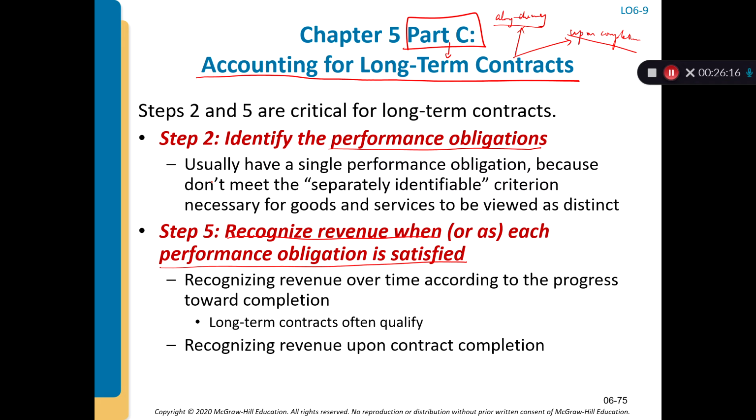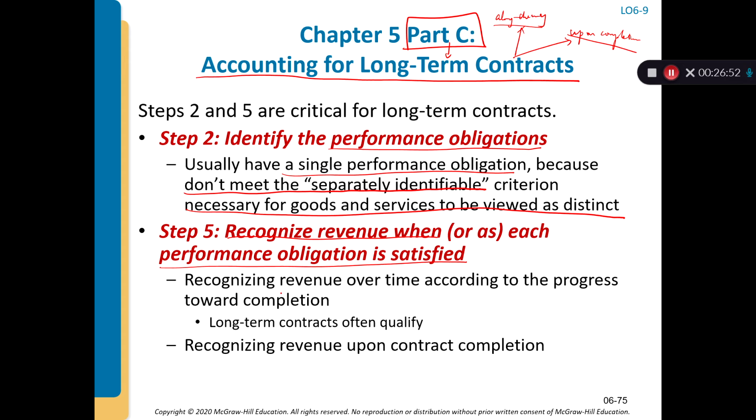Like it says here, such contracts usually have a single performance obligation because they don't meet the separately identifiable criteria necessary for the goods or services to be viewed as distinct. You can hardly find out which action you're doing is considered a distinct obligation. Hence, a long-term contract has a hard time identifying performance obligations. And because it's hard to identify performance obligations, it's hard to figure out how to recognize them.